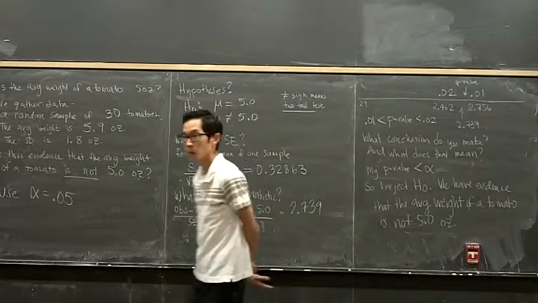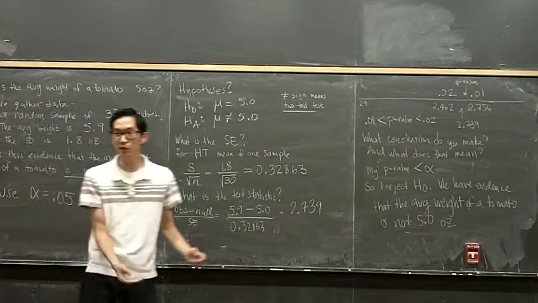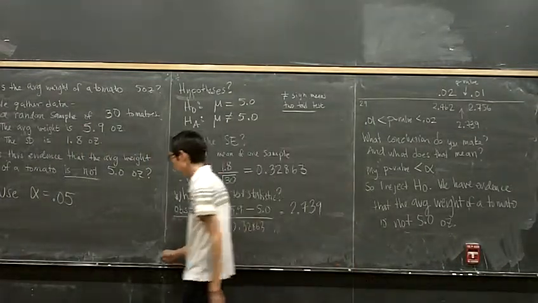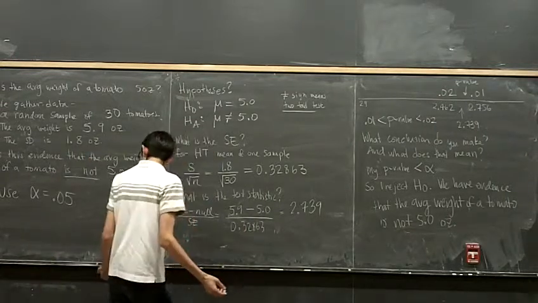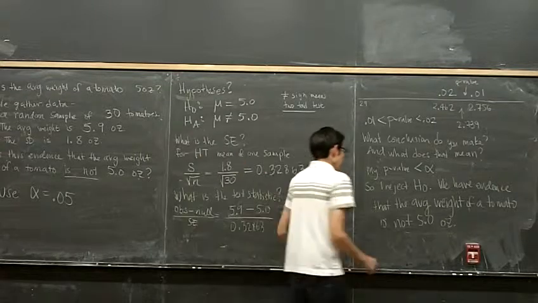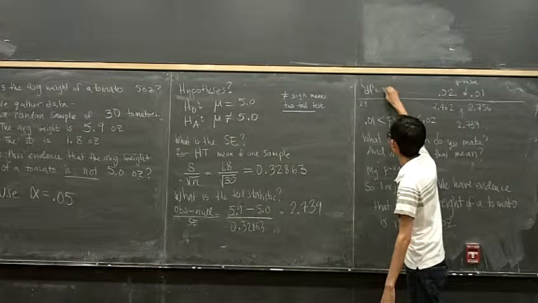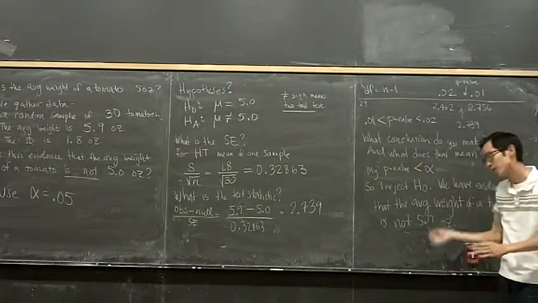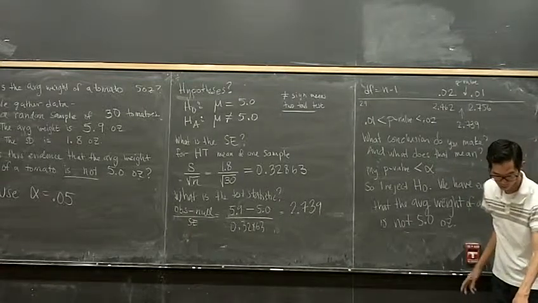Yes? Why do you use 29 instead of 30? Why did I use 29 degrees of freedom? Okay, how do we determine degrees of freedom when we're dealing with this? N minus 1, N minus 1. Yeah, there's a lot to keep track of, and so sometimes you forget one of these things along the way. So degrees of freedom is N minus 1, so that's why I'm using 29. Yeah, I know, there's a lot to remember in these things.